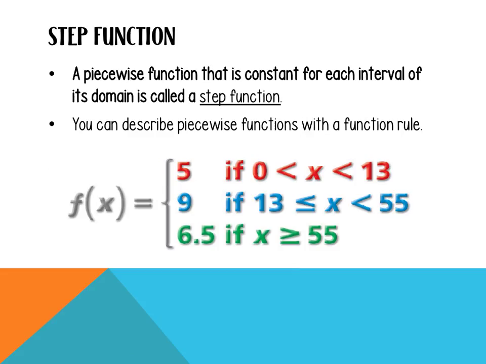All right, this is called a stepwise function. So piecewise just means it's got different parts. Everything we've looked at up till now is a stepwise function, which means that it's constant for the interval, which means that these are horizontal lines in these intervals. And it says you can describe piecewise functions with a function rule, meaning for these values of x, my f of x equals blank. For these values of x, my f of x equals blank. And for these values of x, my f of x equals blank.